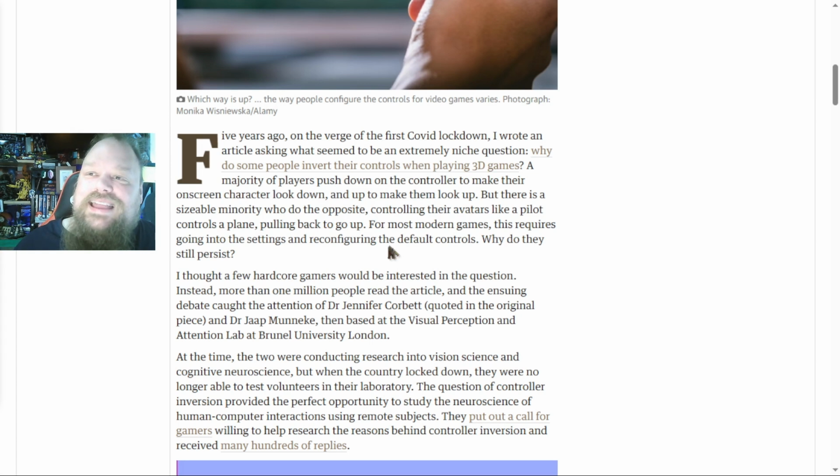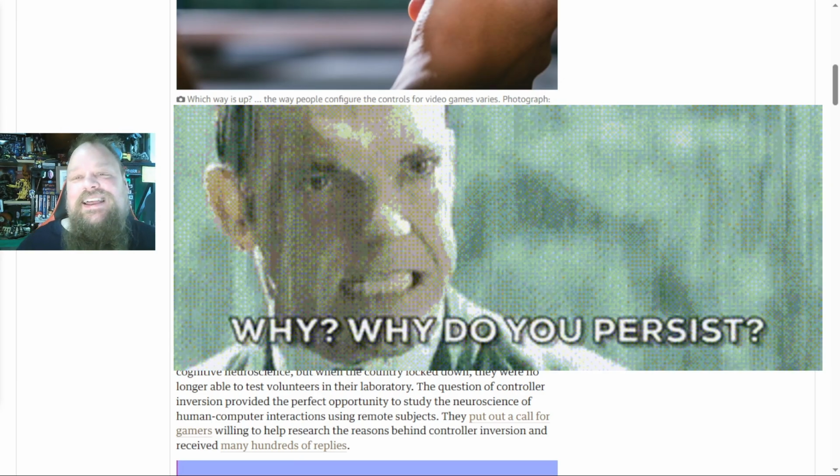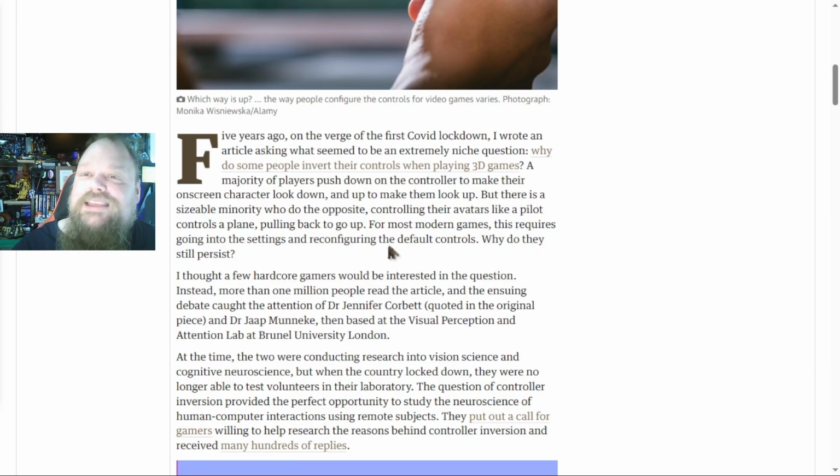For most modern games, this requires going into the settings and reconfiguring the default controls. Why, Mr. Anderson, do they still persist? I thought, he writes, a few hardcore gamers would be interested in the question. Instead, more than 1 million people read the article, and the ensuing debate caught the attention of Dr. Jennifer Corbett, quoted in the original piece, and Dr. Jaap Munnik, then based at the Visual Perception and Attention Lab at Brunel University, London.